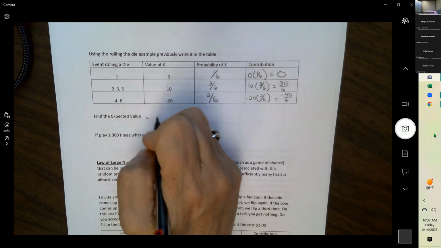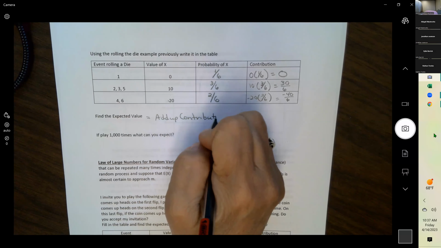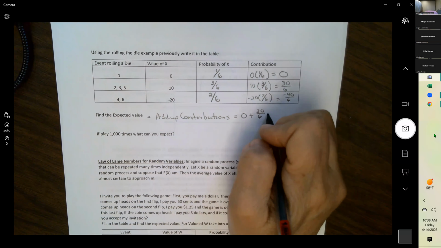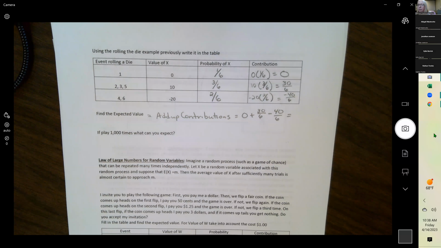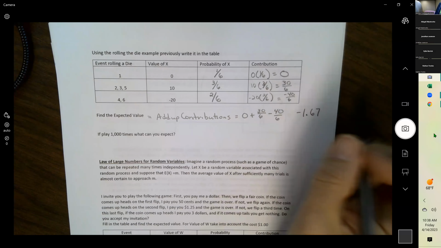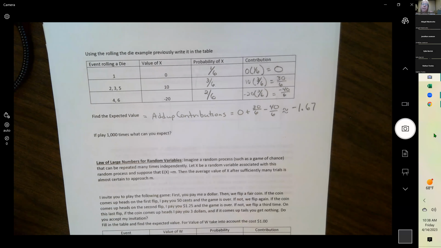The expected value, you add up the contributions. $30 minus 40 divided by 6. I went 2 decimal places because we're talking about money. When you play this game just one time, on average, you will lose $1.67.